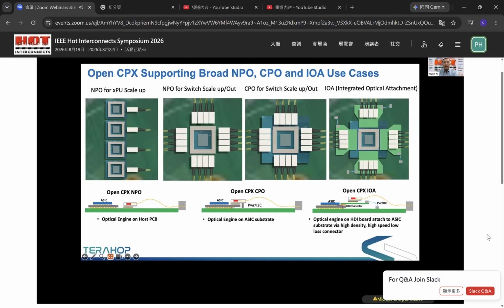The last one on the right side, we're calling this IOA, integrated optical attachment. This is an interesting scenario where you can have a very low loss, high HDI, high performance board directly attached to the ASIC substrate, and then as an extension, you can attach either copper or optics on it. So you see IOA or ICA in this scenario, another hybrid version that bridges between NPO and CPO, but allows you to have low loss connectivity between ASIC and optics.